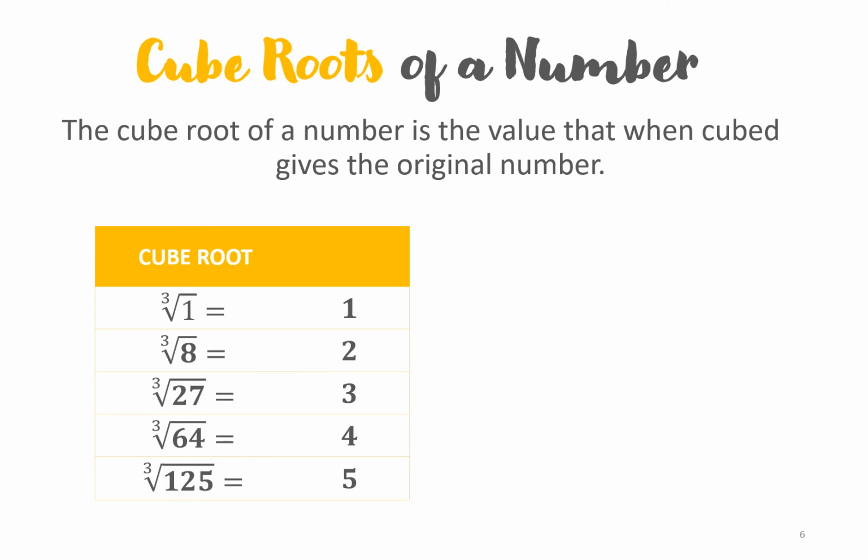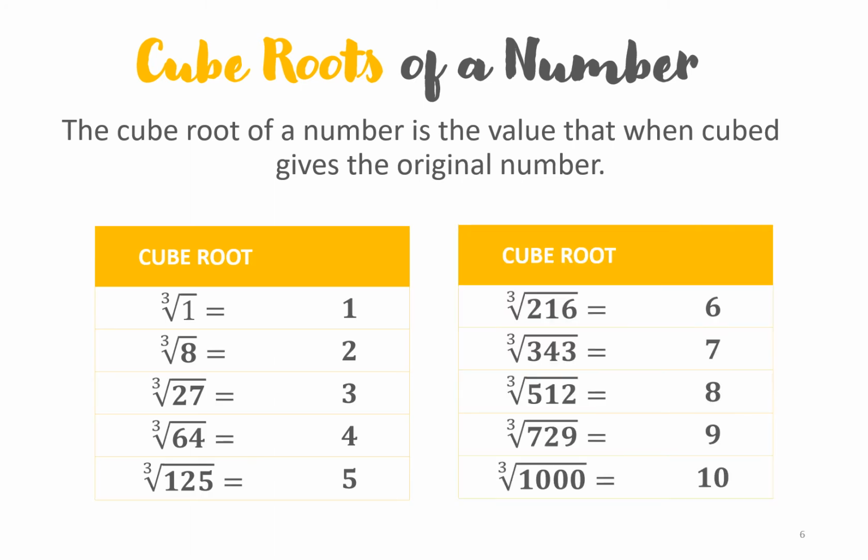Okay, so ito yung mga example ng mga cube root natin. Cube root ng 1, that would give us 1. Cube root ng 8 ay 2. Cube root ng 27, 3. Cube root ng 64, 4. Cube root ng 125 is 5. Cube root ng 216, 6. Cube root ng 343 is 7. Cube root ng 512 is 8. Cube root ng 729, that is 9. And cube root ng 1,000, that would give us 10.